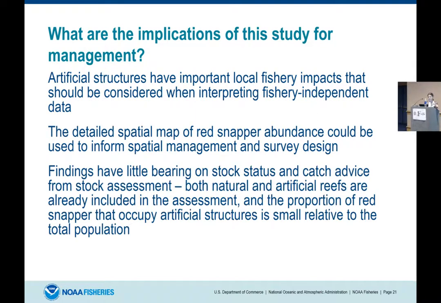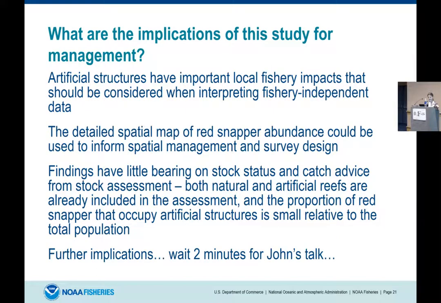And then I get a lot of questions on what this means for the stock assessment. This information has little bearing on the stock assessment and stock status and catch advice coming out of the stock assessment. Both natural and artificial reefs and data from those reefs are included in the assessment. The assessment essentially averages those. And the proportion of red snapper that occupies structures is relatively small relative to the total population. So if you had really big differences in growth rates or other dynamics on the natural versus artificial reefs, you could incorporate that into the assessment, but essentially it's just averaged right now. And for further implications, wait 2 minutes for John's talk.